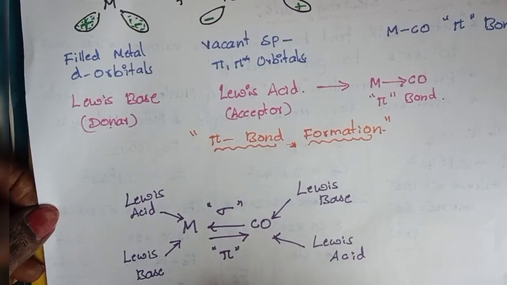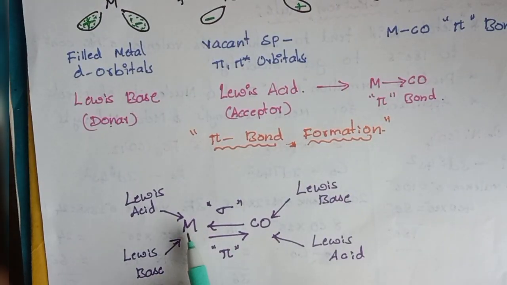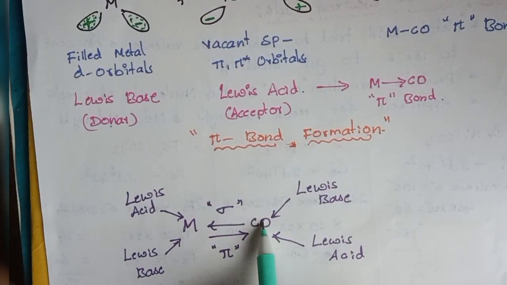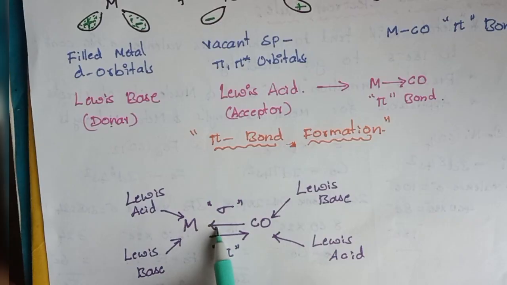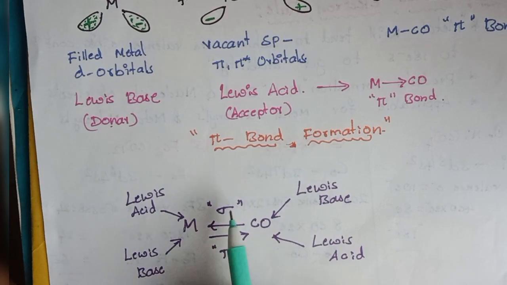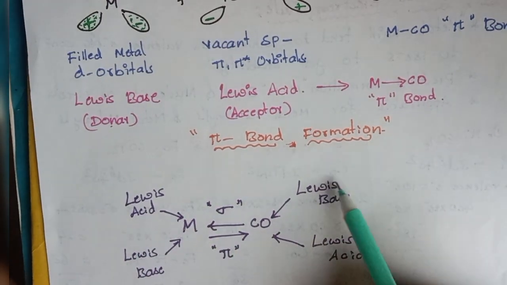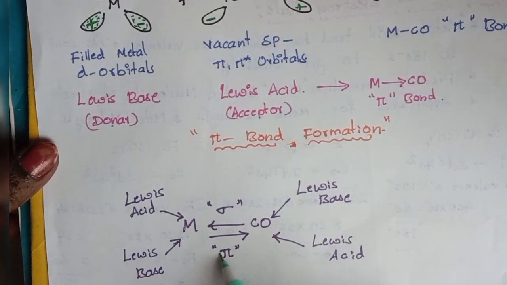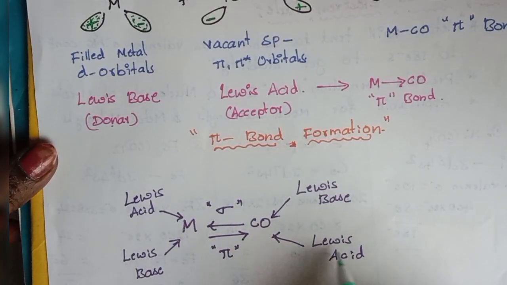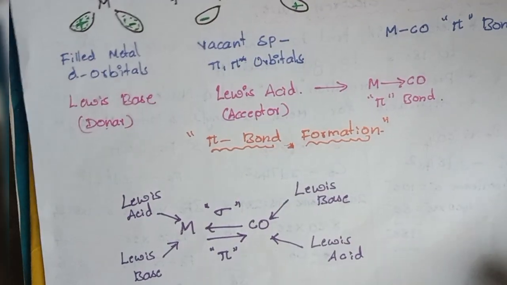If we see this picture, metal to CO: CO is donating electrons, this is the sigma bond, and the metal is donating electrons, this is called the pi bond. In sigma bond formation, the metal is a Lewis acid and carbonyl is a Lewis base. In pi bond formation, the metal is a Lewis base and carbonyl is a Lewis acid.